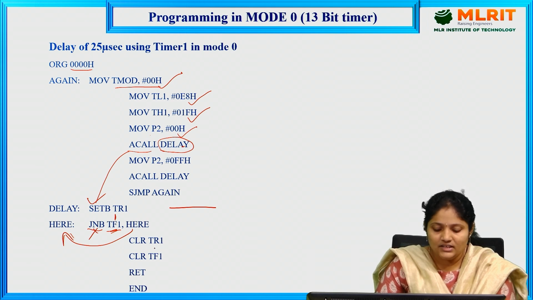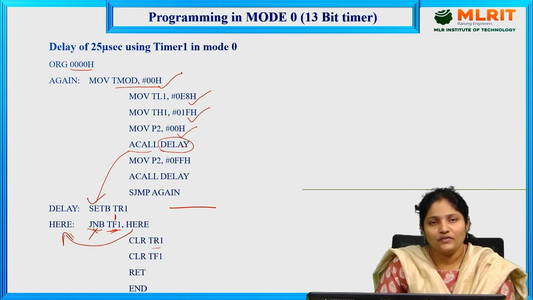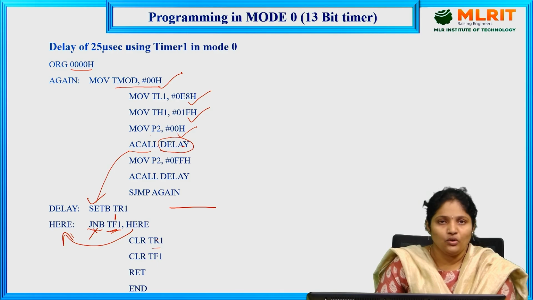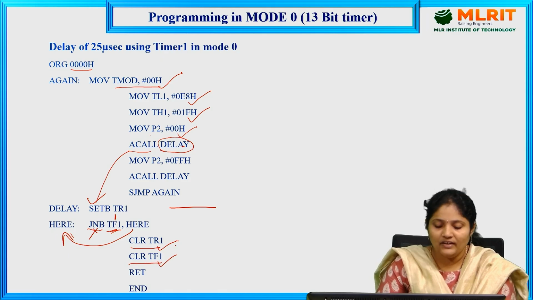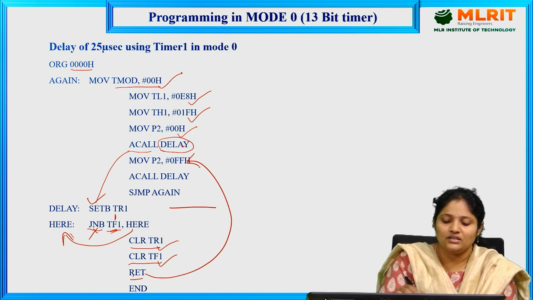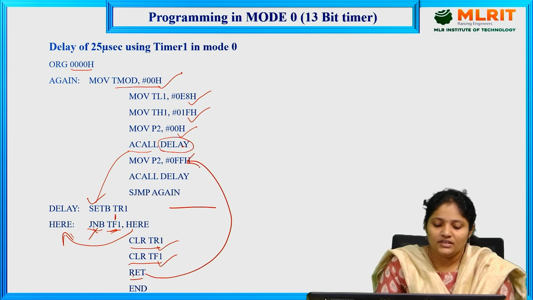So what is the next one? Clear TR1. As I already told you in the steps, after finding the overflow flag, first we need to turn off the timer and we need to clear the timer overflow. That's why here, clear TR1, so timer 1 will be off, and clear TF1, so the timer flag will be cleared, and return. After finding the return instruction, it will move to the next instruction over here. So what is the next instruction?